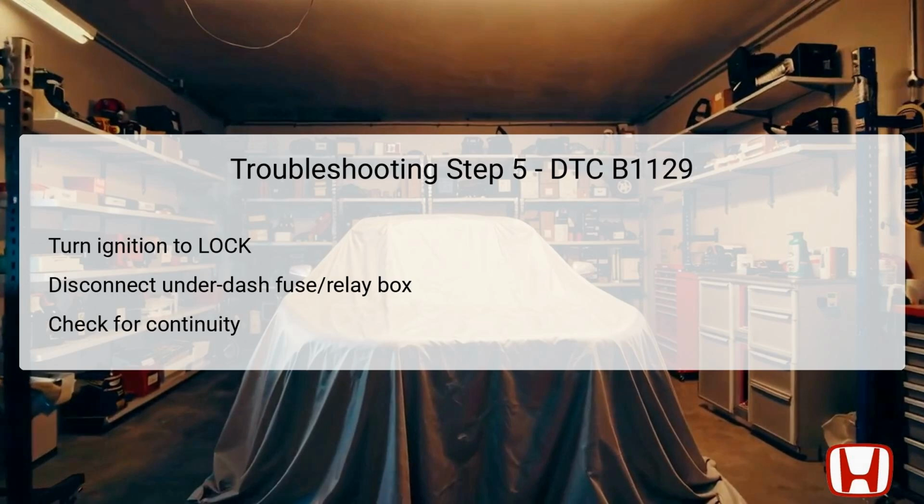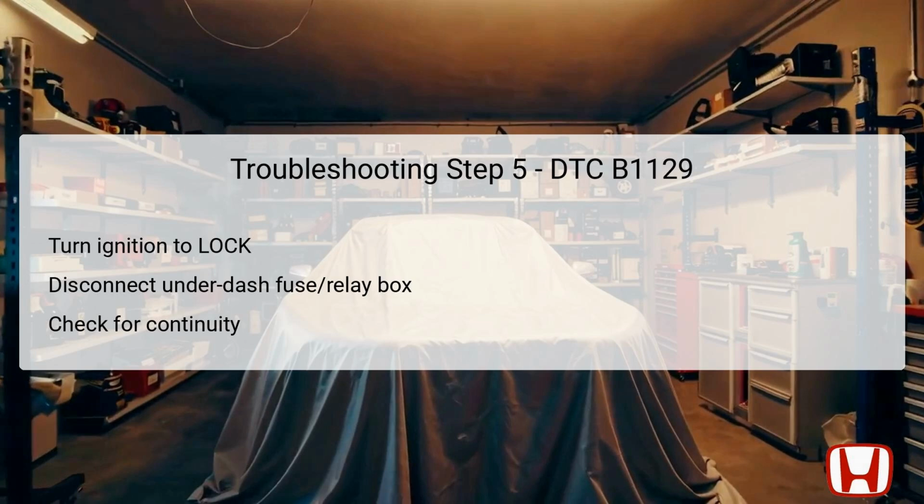With the connector disconnected, check for continuity between body ground and the under-dash fuse relay box connector T terminals, number 23 for unlock and number 24 for lock separately. Finding no continuity will indicate a proper connection. However, if there is continuity indicating a short, it needs to be repaired, as shorts can lead to erroneous signals and malfunctioning systems.